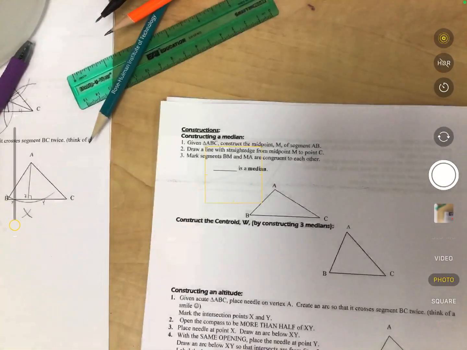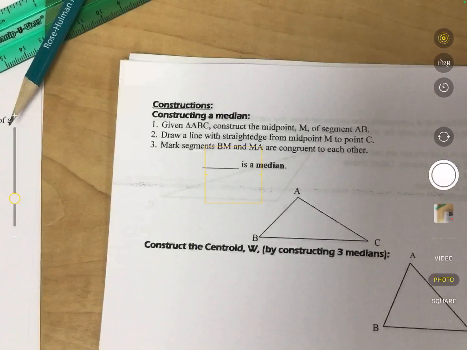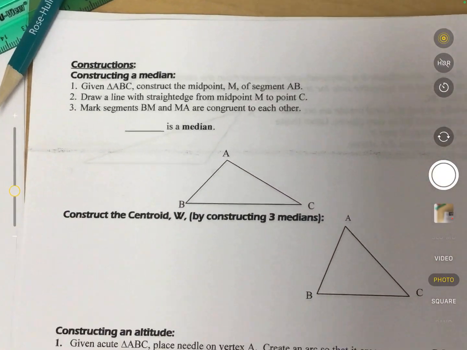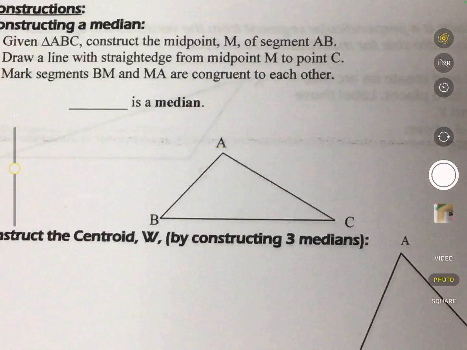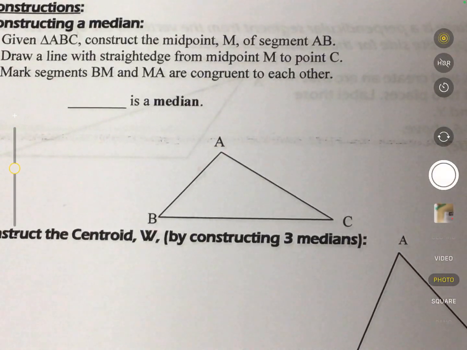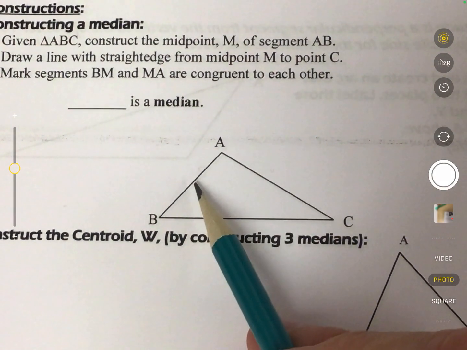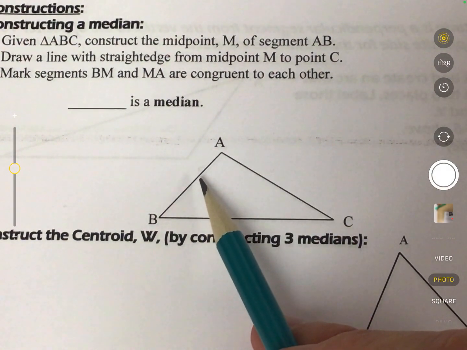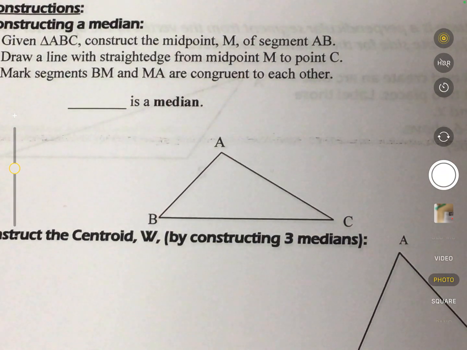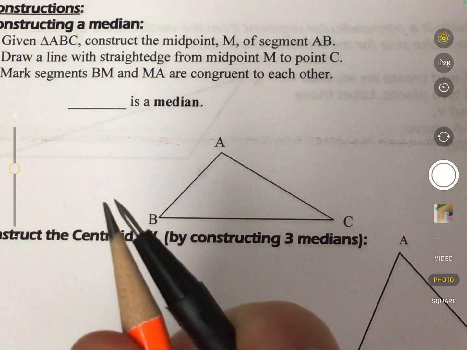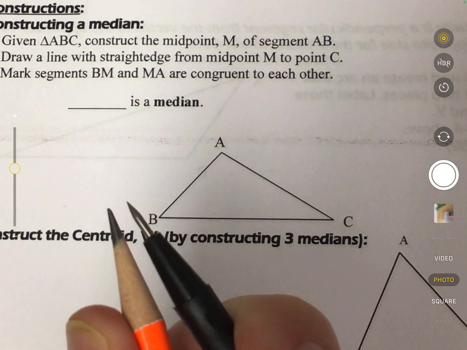All right, so let's take a look at constructing your medians, okay? The good news is we already know how to do this because a median is just a segment that goes from a vertex and has to hit the midpoint of the opposite side. So all we really got to do is construct some midpoints. Remember that in order to find a midpoint, we're basically going to do our perpendicular bisector stuff.